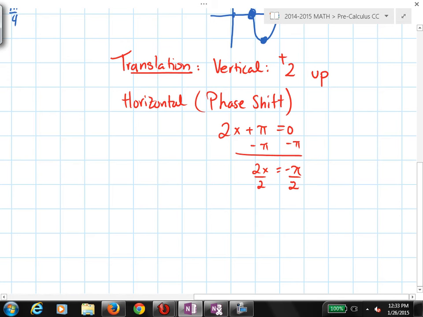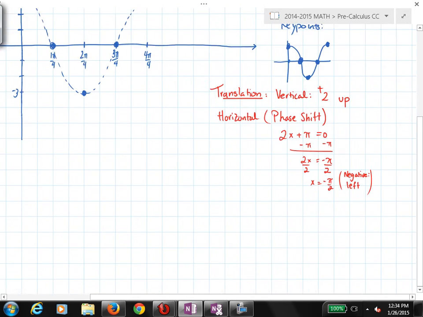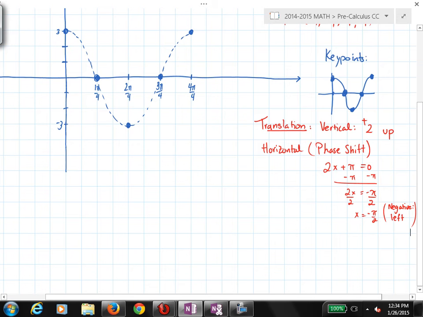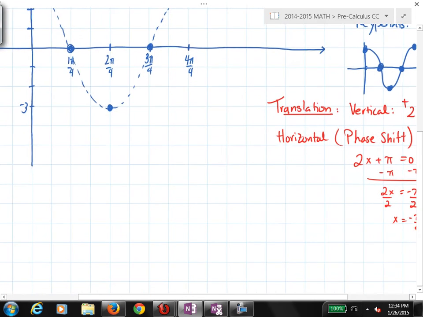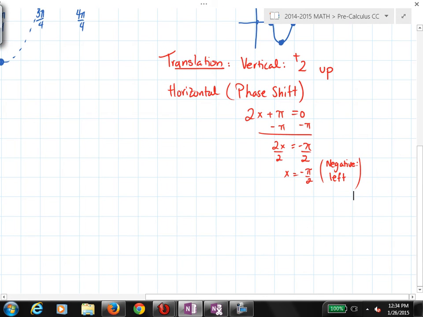Yeah, negative pi over 2. Negative means what? Not down, because this is a horizontal, so yeah. So be careful. This one's going left. Because remember, horizontal is left or right, and negative, I kind of go back to my sketch. Negative means it's going to go in the negative direction. Let me leave this up for a little while.